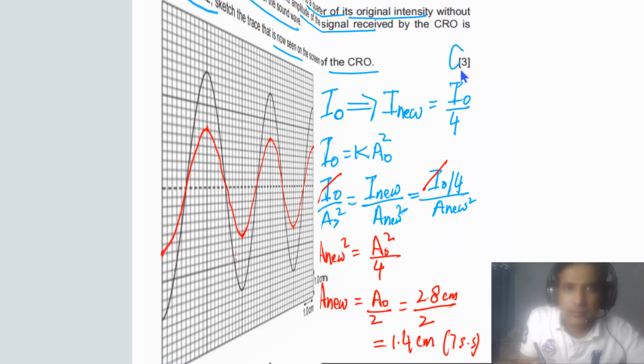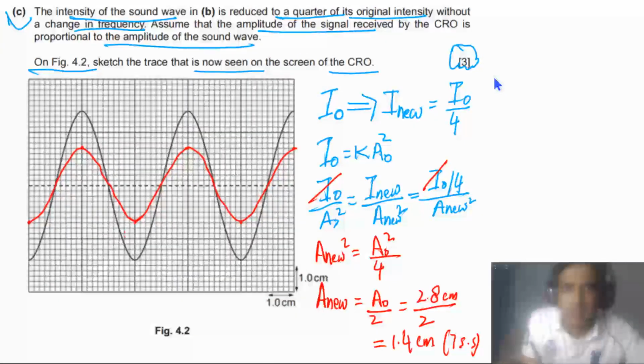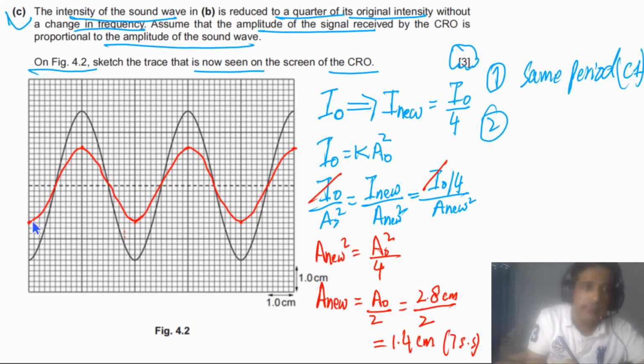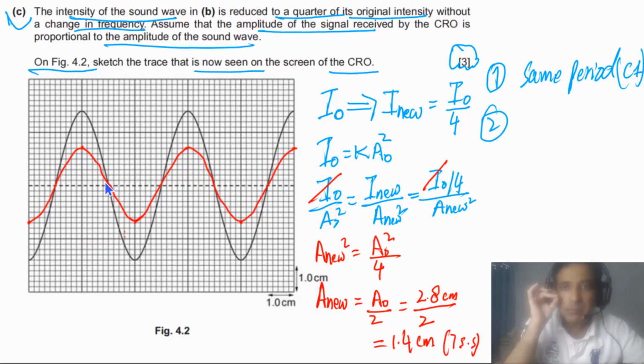So this is how you need to sketch. This question has 3 marks. The first mark you will get if you have drawn the wave with the same period as the previous one. You will get 1 mark, and that is C mark. And the second mark you will get if you have drawn this wave but amplitude is smaller than 1.8 centimeters. You will get second mark, amplitude smaller than 1.8 centimeter.